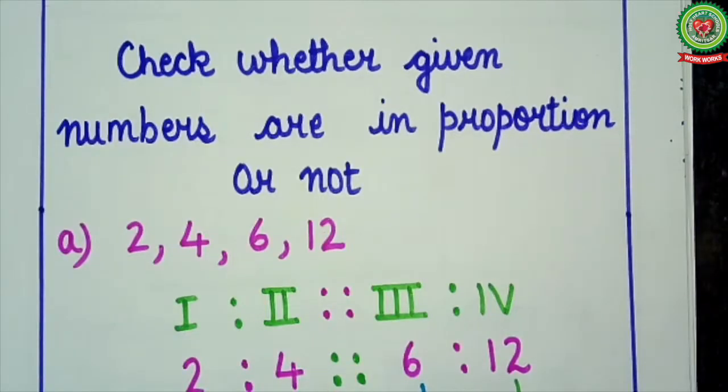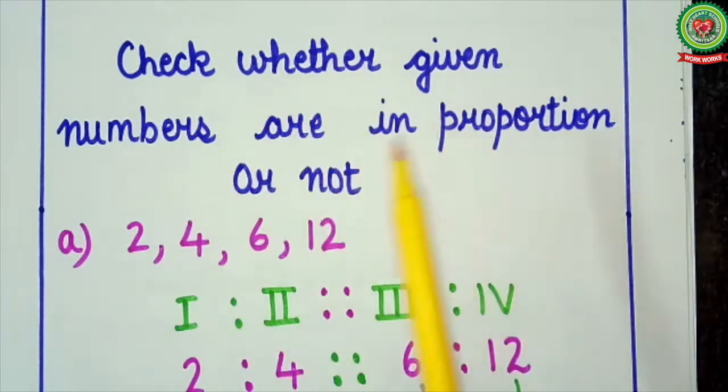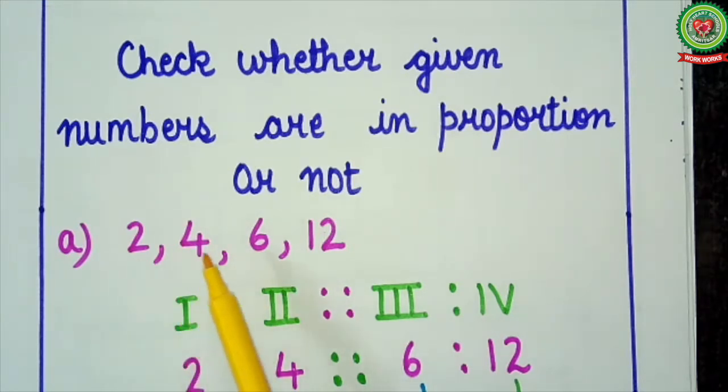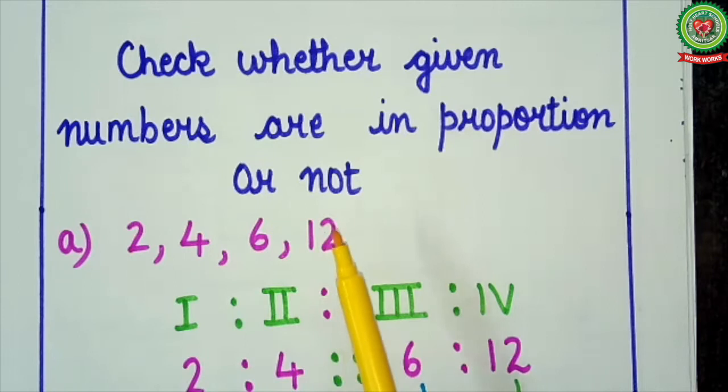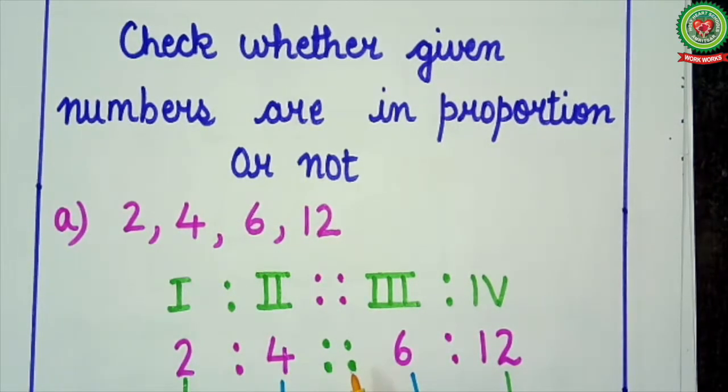Now let's start with the verification. Here check whether the given numbers are in proportion or not. Let's understand with examples. The first example is 2, 4, 6, 12. As we know, in proportion there are 4 terms. So here we will write first ratio second as third ratio fourth. Put the numbers according to their positions. It will be 2 ratio 4 proportion 6 ratio 12.